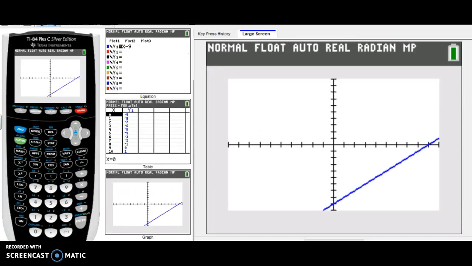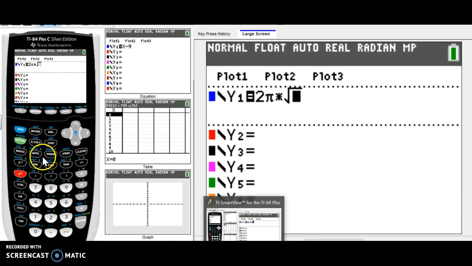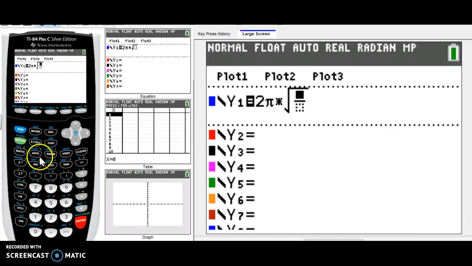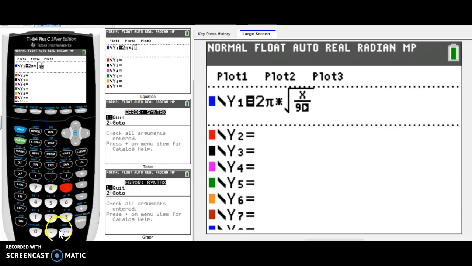So again, we're going to go to y equals on our calculator, and we're going to type that function in exactly as we saw it. So that was 2 pi. So we have to hit the second key before we hit the up caret key. And then we're going to multiply that times the square root. And inside our square root, we're going to put a fraction. And on top, we're going to have x. And on the bottom, we're going to have 9.8. And then we're going to graph it.